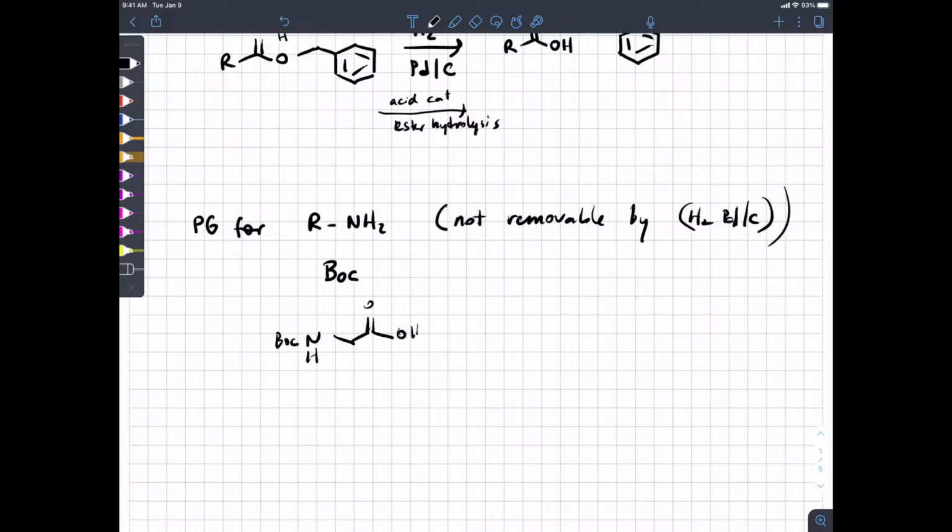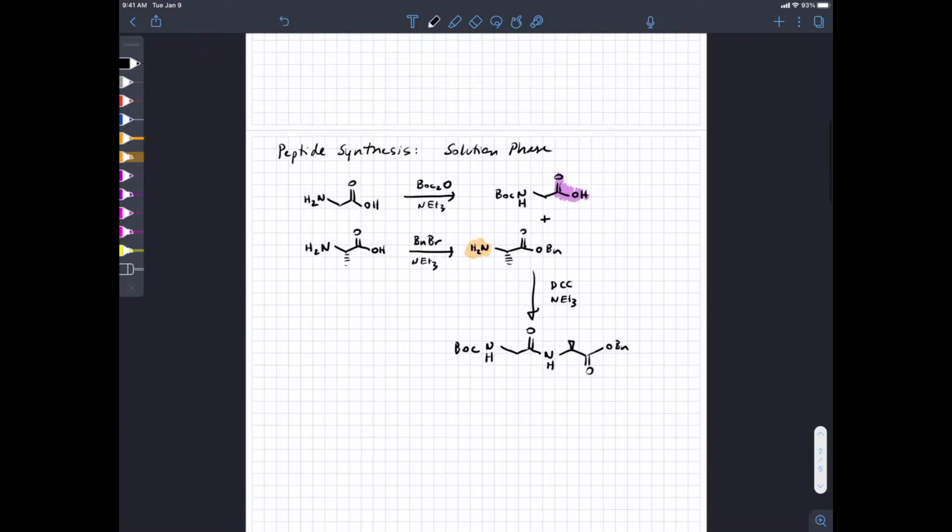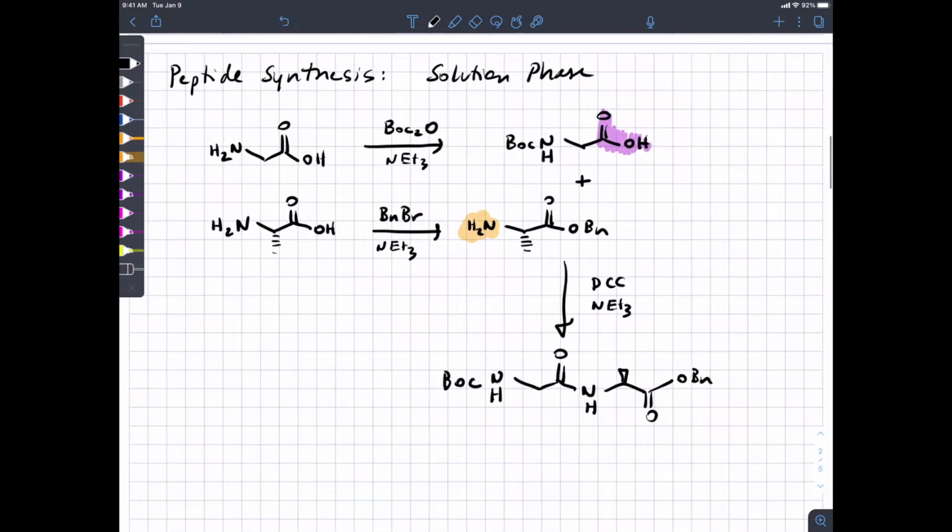All right, and Boc is removable by TFA and water. So now our scheme for synthesis of a simple dipeptide is we take one amino acid where we want to modify the acid group, and we will protect the amine as the Boc group. That will prevent the amine here from being a nucleophile in the peptide or amide bond forming reaction.